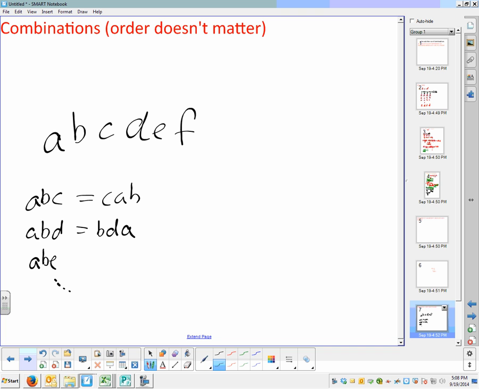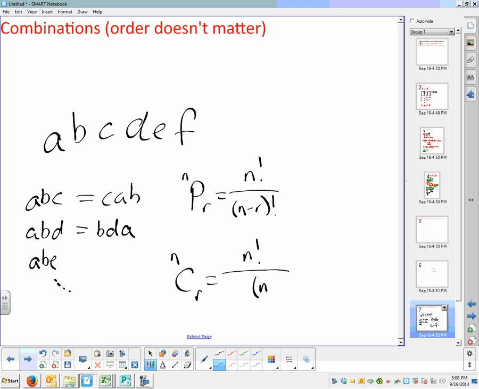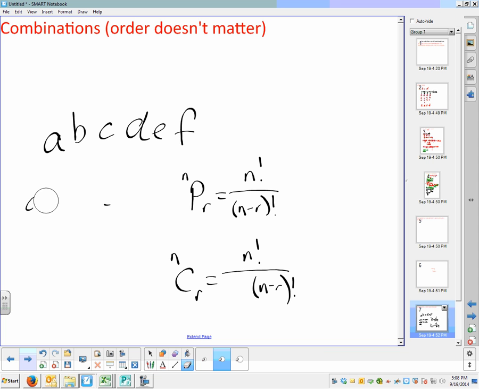So how do I edit my permutations formula, n factorial over n minus r factorial, to give me a combinations formula? There's something we have to add to this formula to make sense for combinations. And it's just how many repeats do we have? Well, let's say I'm doing 6 choose 4.